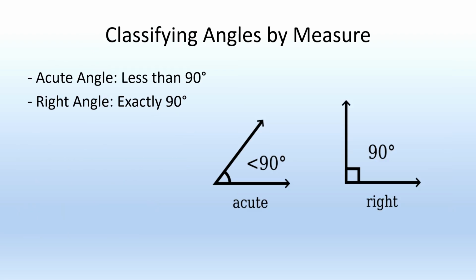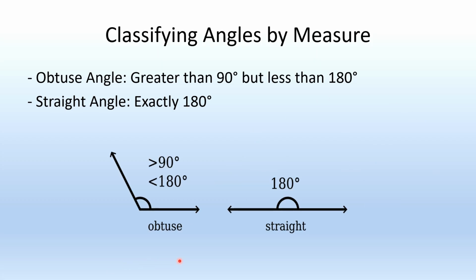Now we can classify angles by their measures, and if they're less than 90 degrees, we call this an acute angle. If it's a right angle, where this angle right here is 90 degrees, it's called a right angle. An obtuse angle has an angle that's greater than 90 degrees but less than 180. And we call a straight angle, it's just a straight line or a line segment. It's just a line.